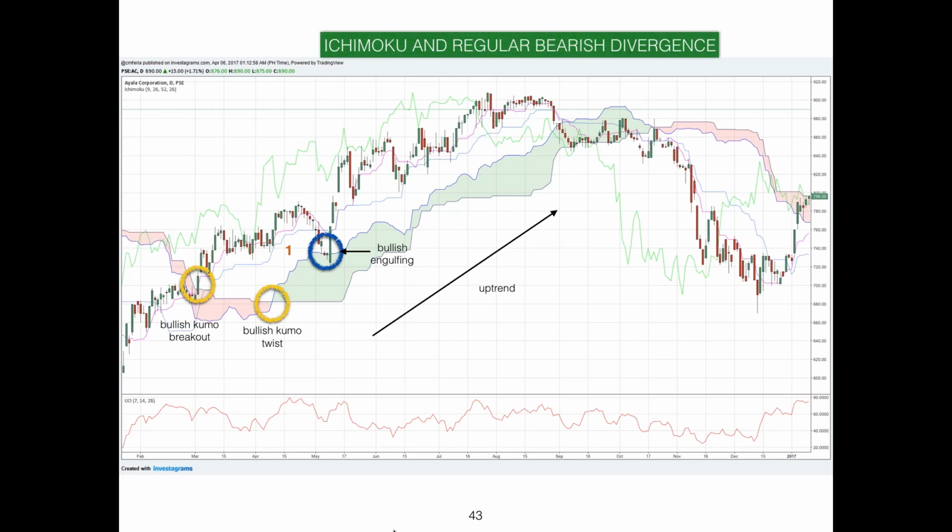However, these attempts failed. We see strong reversals from the Kumo and from the Kijun Sen line. So the Kumo and the Kijun Sen line served as supports, and we see strong bounces off those levels. We see two attempts. At this first attempt, we have the bullish engulfing candlestick. At the second attempt, we see a double bottom candlestick, and both resulted in strong bounces afterwards.